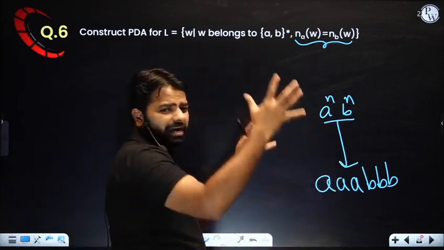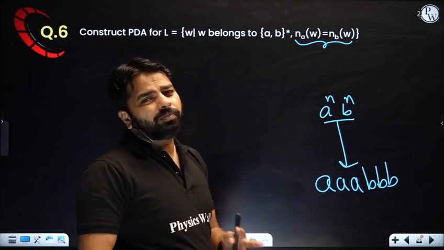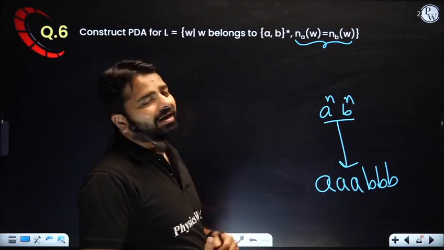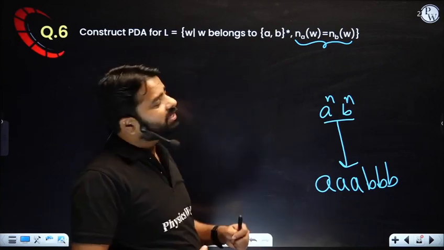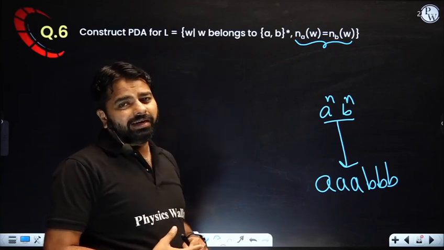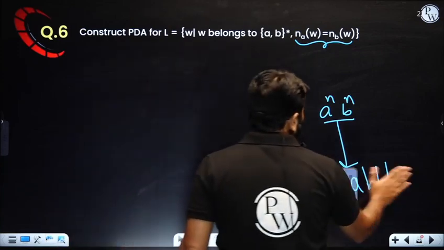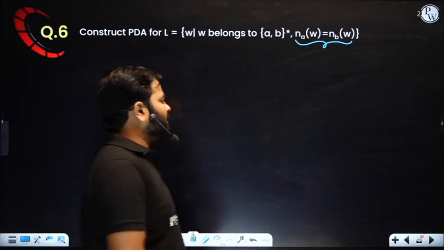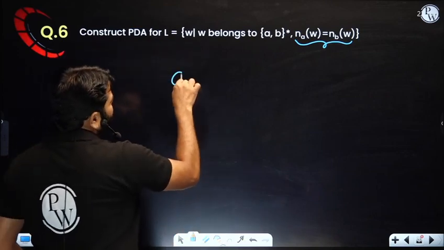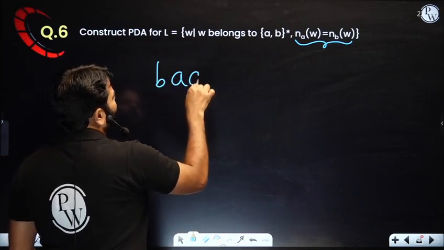Here, first A's you pushed, later B's you popped all the A's. But that you can't assume here. Here A may come first, B may come first. Right. So that is how you need to think about. Okay, let me take something here. Let me start with B. I don't care who is that, right?